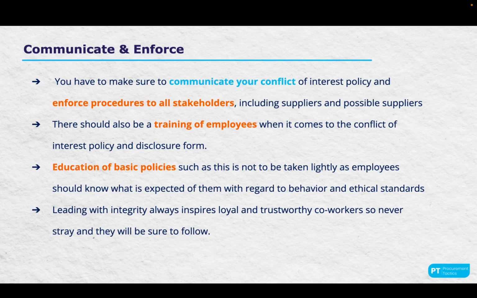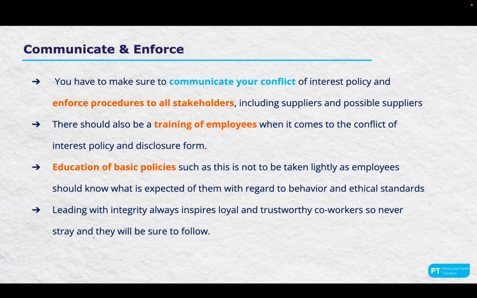This would be beneficial as the policy may continually be updated and employees should be up to date with the internal policies. Education of basic policies such as this is not to be taken lightly, as employees should know what is expected of them with regards to behavior and ethical standards. This ensures transparency in your procurement process and discourages non-compliance.